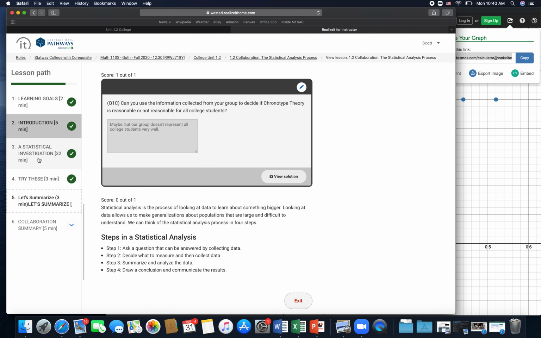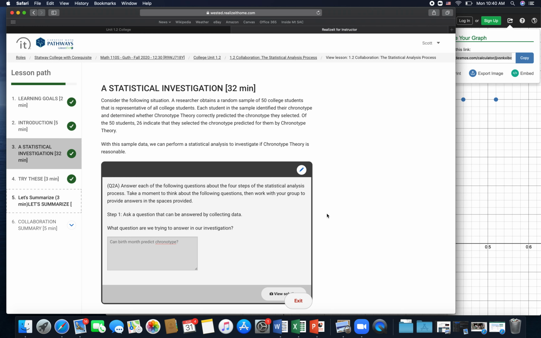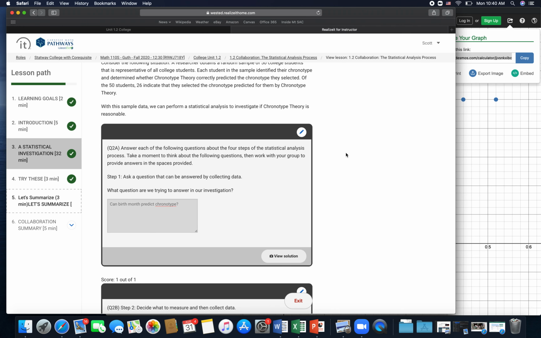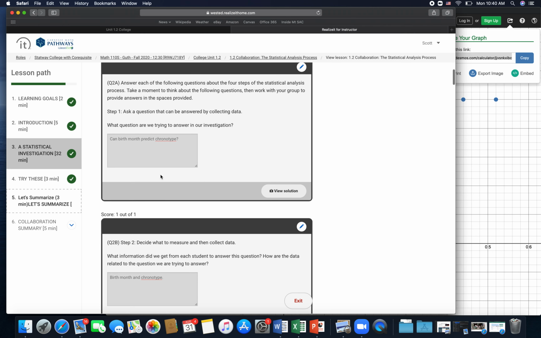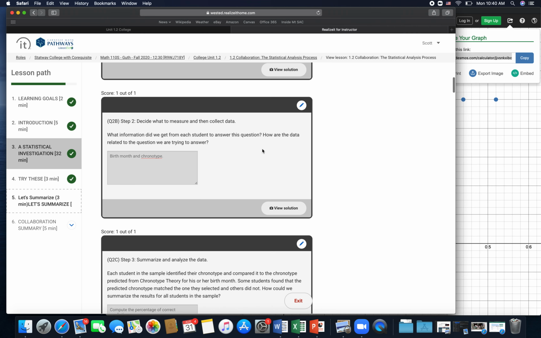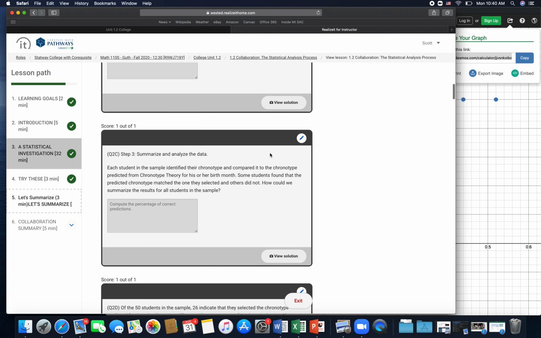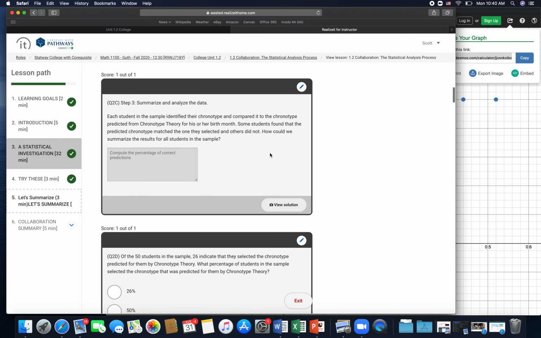Anyway, so to the next part here, they ask us to break down the steps of the statistical analysis process. So the first step is just to ask a question, and I just said, can birth month predict chronotype? Then they say decide what to measure. Everybody determined birth months and chronotypes. Okay, now I think we're at the place where we have a hypothetical.